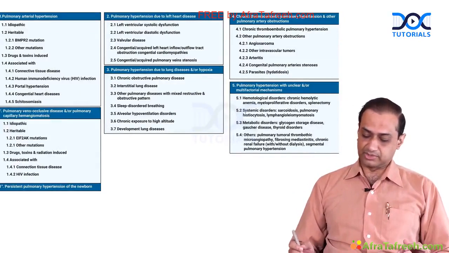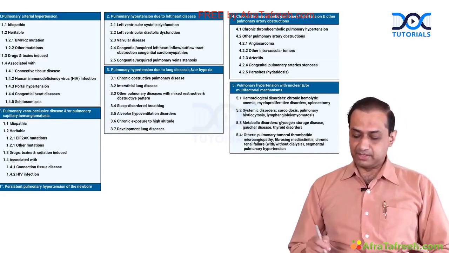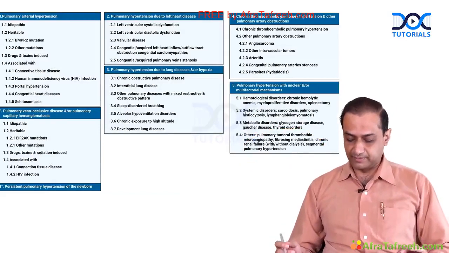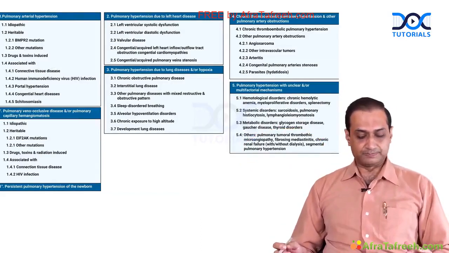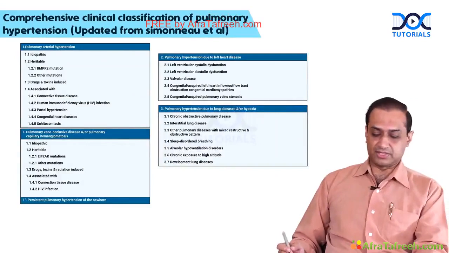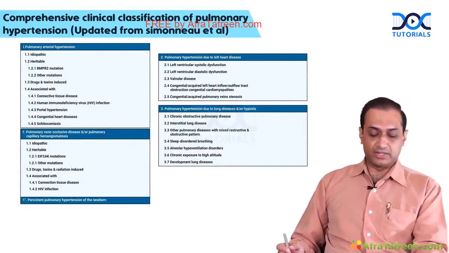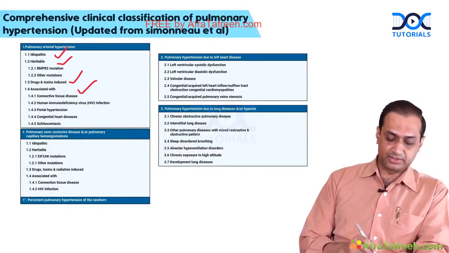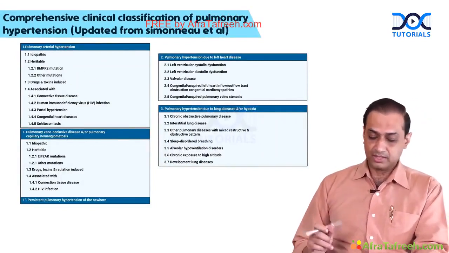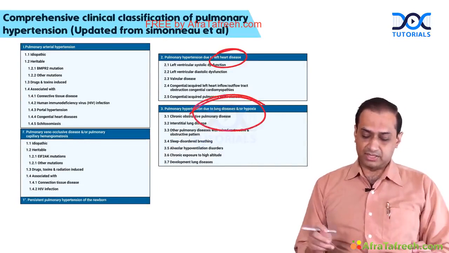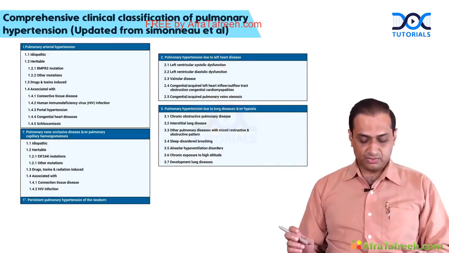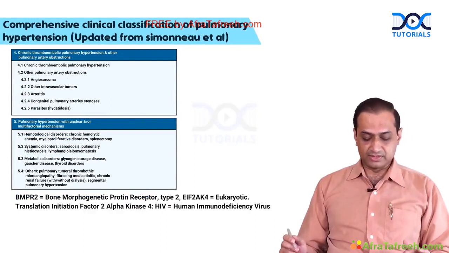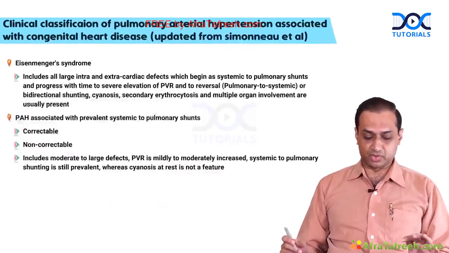Metabolic disorders like glycogen storage disease, Gaucher disease, thyroid disorders, and pulmonary tumoral thrombotic microangiopathy, fibrosing mediastinitis, renal failure, etc. are part of this. So, the clinical classification has been updated by Simonneau et al., which talks about idiopathic, hereditary, drugs and connective tissue associated as 1, 2 of course the left heart, 3 is the lung disorders, and then you have 4 which is the pulmonary artery obstruction, and 5 is the one that we discussed as multifactorial.